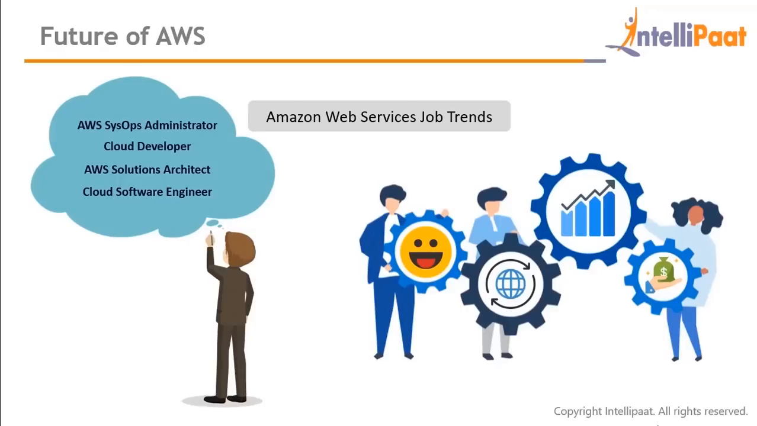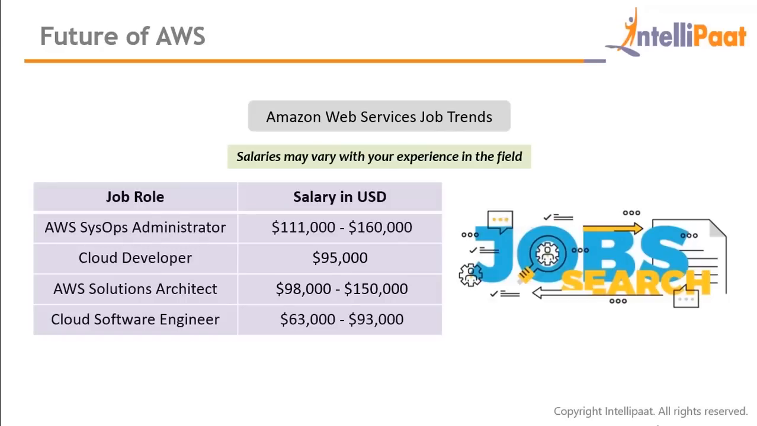And what are the AWS job trends right now? Let me give you a few job trends. The 4 job trends are AWS SysOps Administrator, Cloud Developer, AWS Solutions Architect, and Cloud Software Engineer. The salary of an AWS SysOps Administrator is $111,000 to $160,000, and a Cloud Developer is $95,000, and an AWS Solutions Architect salary varies from $98,000 to $150,000, and Cloud Software Engineers from $63,000 to $93,000, and these are all the numbers for a fresher.